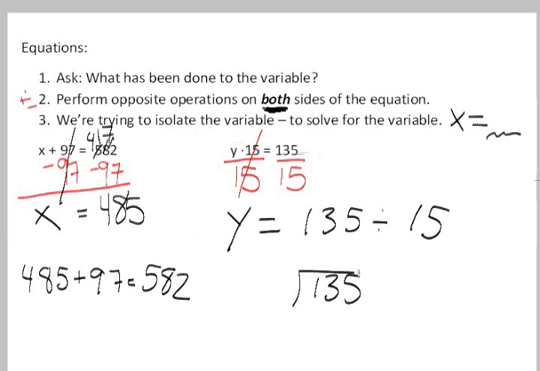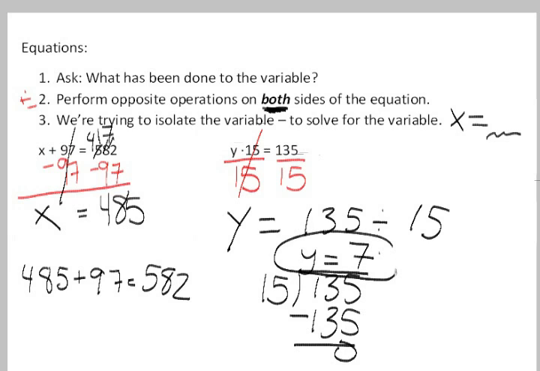135 divided by 15. Let's see, I think that 15 goes into 135 7 times. Let's try that. And 7 times 15 is exactly 135. So we find out that y equals 7. And that is our answer. If we were to take that 7 and put it back into the original problem, 7 times 15 equals 135. Is that correct? Yes, it is.